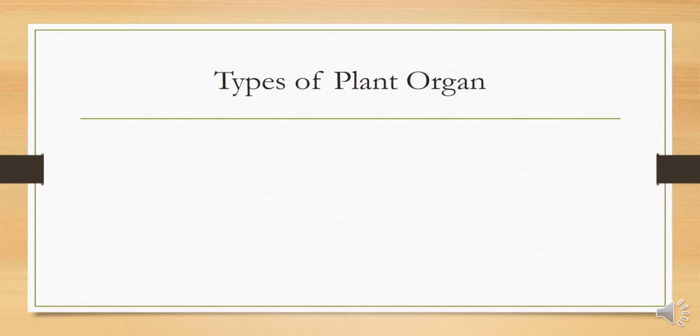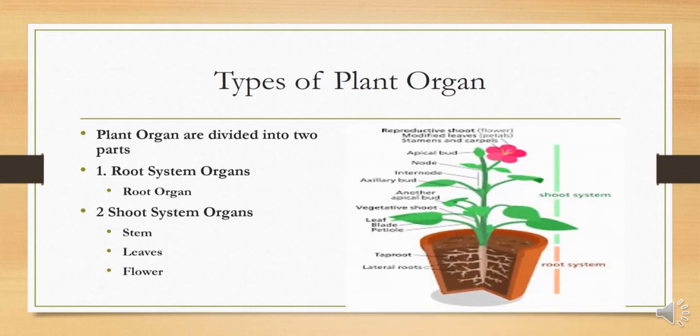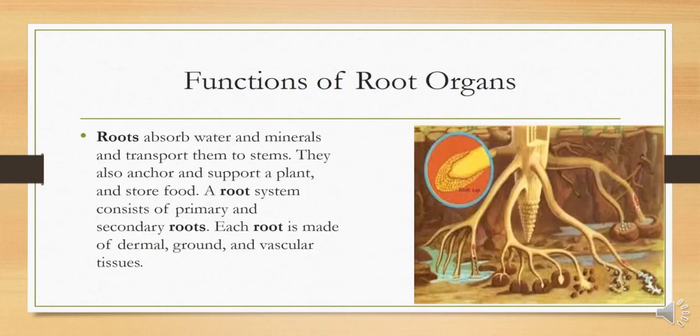So, the types of plant organs. Plant organs are divided into two parts. Number one, the root system organs, which consist of the root organ, and the shoot system organs, which consist of stem, leaves, and flowers. So, we will discuss the function of each organ in detail.